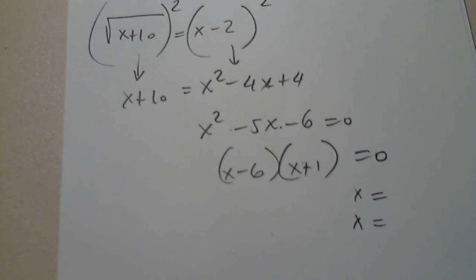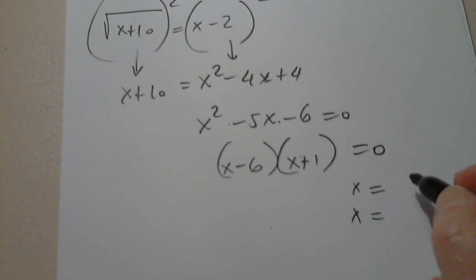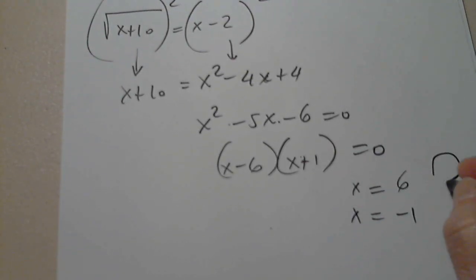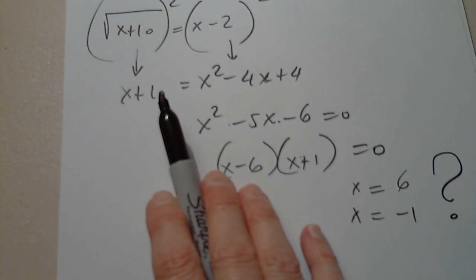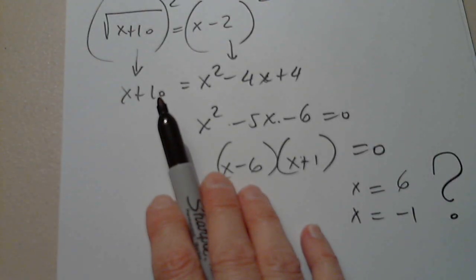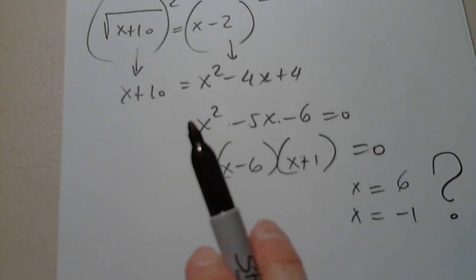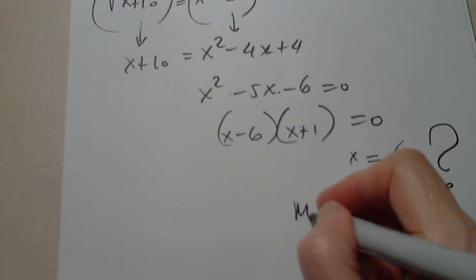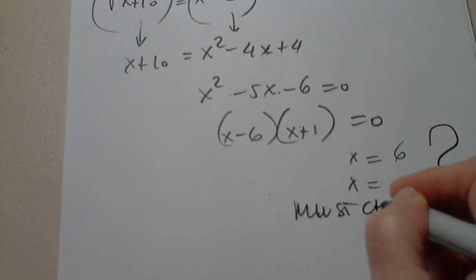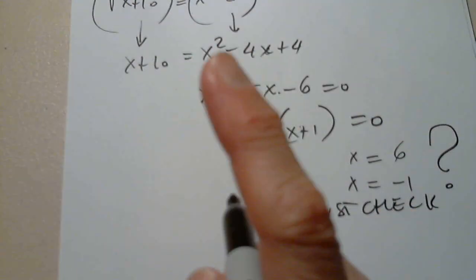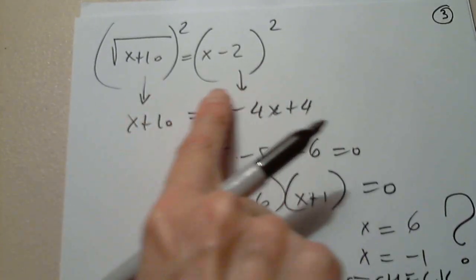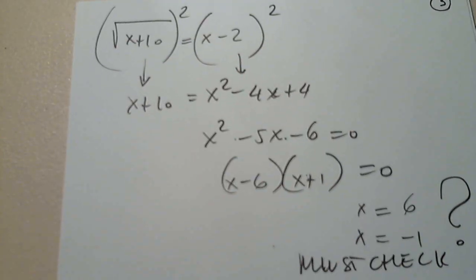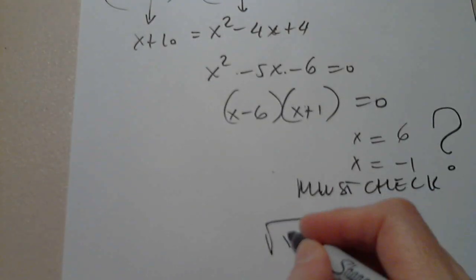What do we get? 6 and -1. Yes, but remember, there is a big problem with squaring both sides. Potential big problem with squaring both sides. I must check back in the original problem. This is not the original problem. This is the original problem.